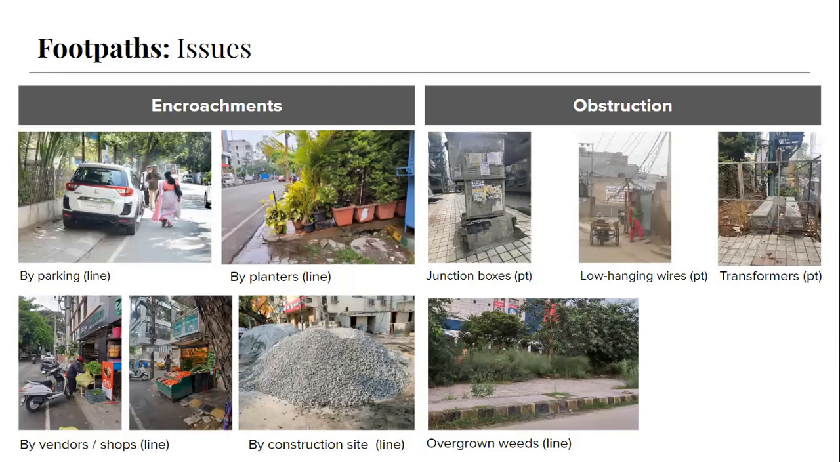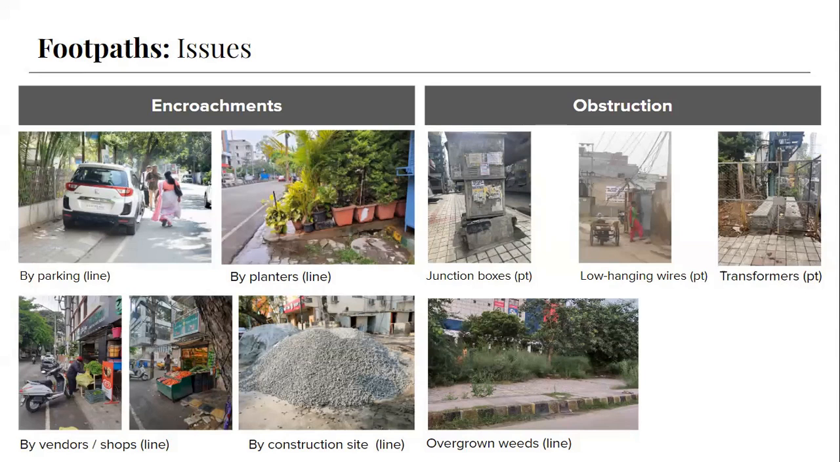In obstructions, of course, junction boxes. Sometimes we also find that a lot of these are defunct. We have low-hanging wires, again a very common phenomenon. We have transformers which literally occupy the footpath from end to end. In the case of junction boxes and transformers, you will have to keep a lookout for whether it is obstructing the larger footpath, or if it is on the side. If it's not an obstruction, then it's fine to leave it. But if it is an obstruction and it doesn't even allow 2 people to walk together, whether in the opposite direction or the same direction, it is definitely a problem.